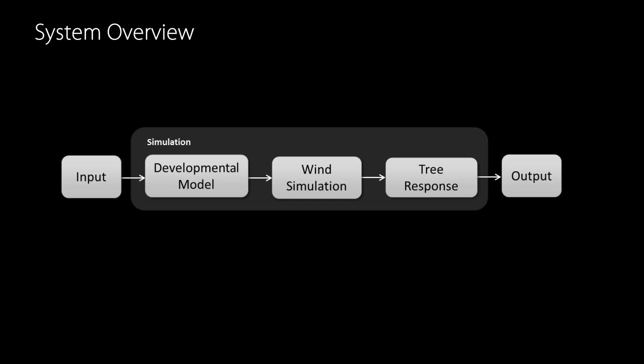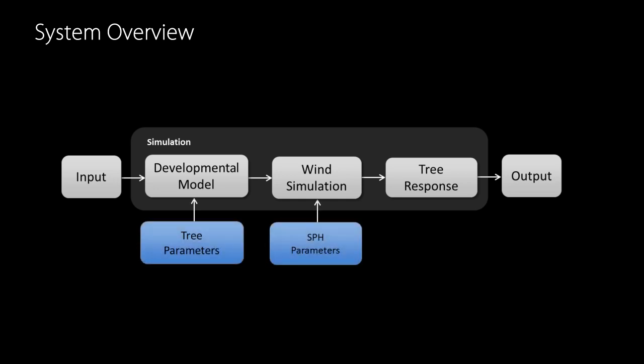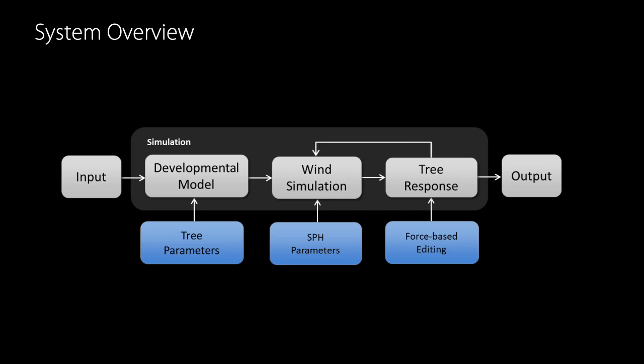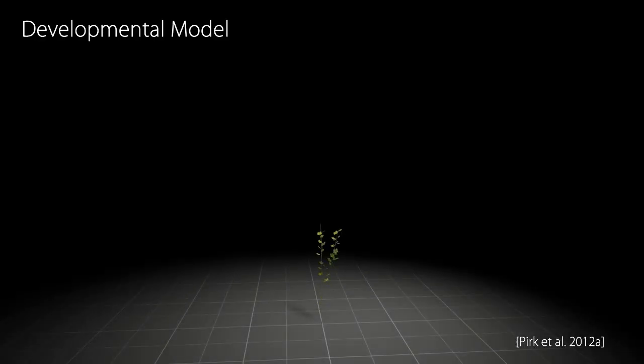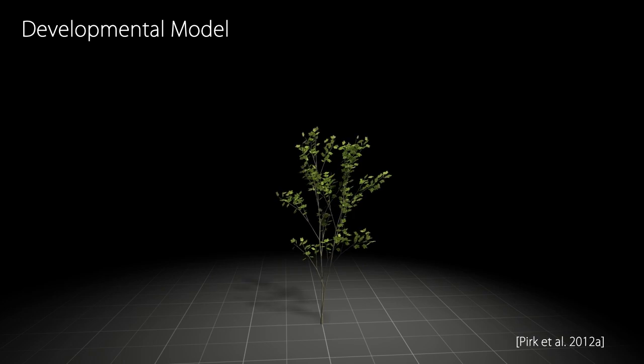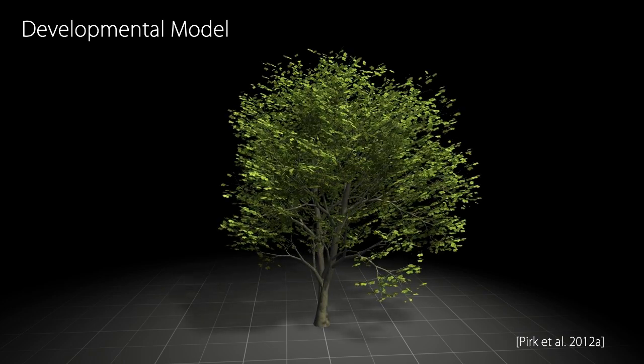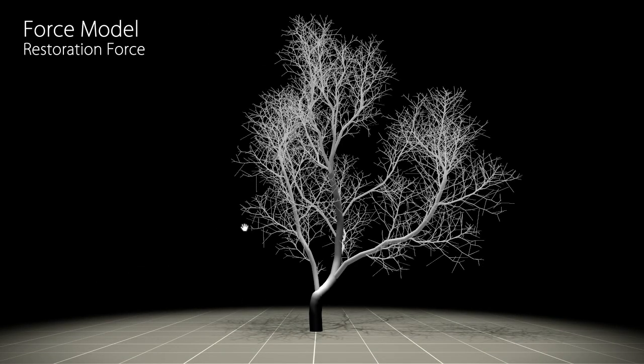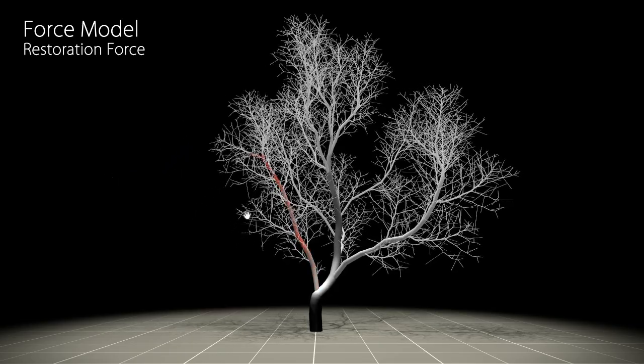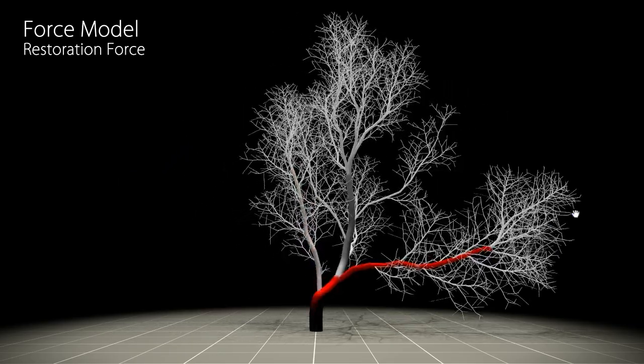Wind is simulated using smoothed particle hydrodynamics, while the tree environmental response is calculated from temporal integration of tree stress. Our developmental model provides a wide variety of trees and allows for animations of growth in real time. The stress response of a tree is calculated from the wind field and a force model for the branch dynamics.